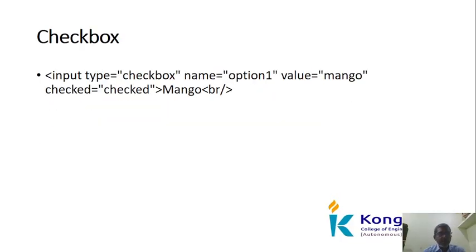Okay, so next one is the checkbox. It is also an input type. When you have a number of options, you can go for the checkbox. So the input type is checkbox, the name is given as option one, and the value has been given as mango. Checked mango. BR represents the break, which gives a line break.